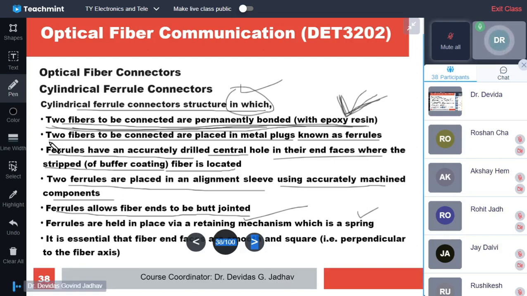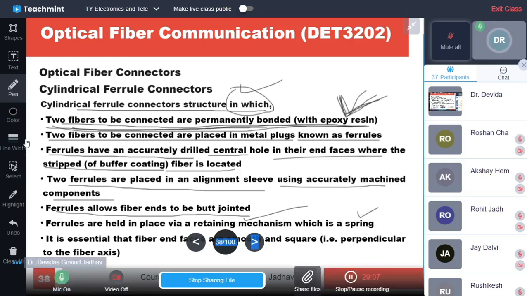Ferrules are held in place via the retaining mechanism, that is, the spring. And in this case, the fiber must have its end face prepared, smooth and square. Because in the fused case, the end face is not required to be prepared, because pre-fusion makes it prepared. In mechanical cases, every time the end faces must be prepared.